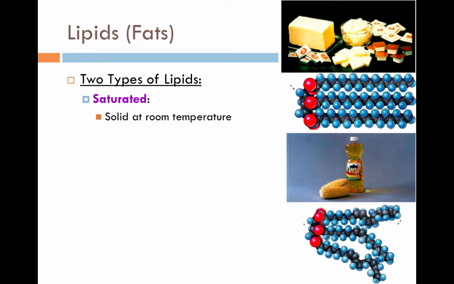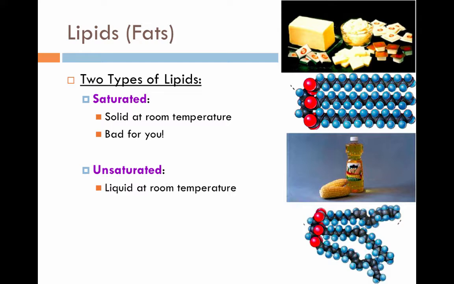Saturated lipids are anything that is solid at room temperature. So think of anything that you can keep on your counter and it's solid. So like butter, usually cheese, both of those are considered saturated. Saturated lipids, it turns out, are really bad for you. They clog your arteries, and that's how you get heart attacks.